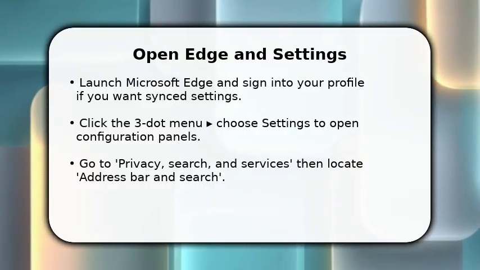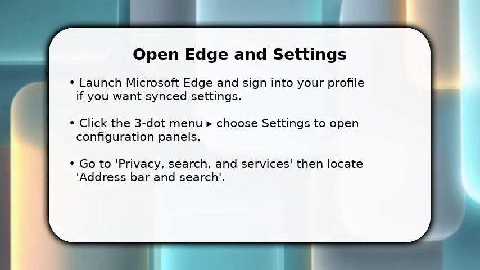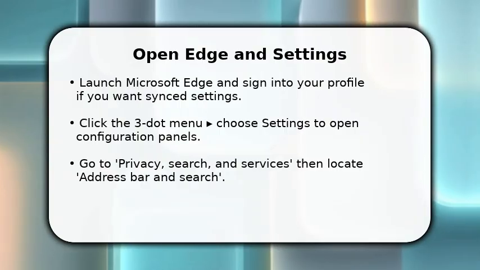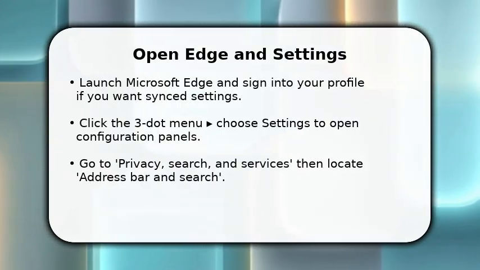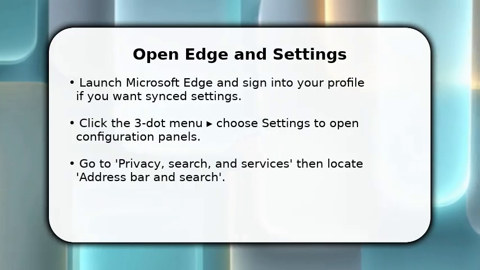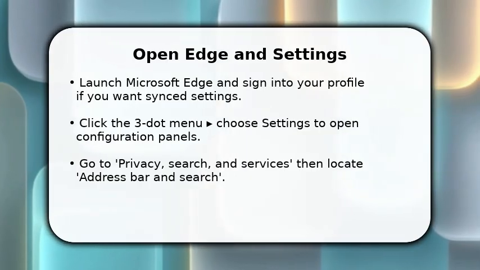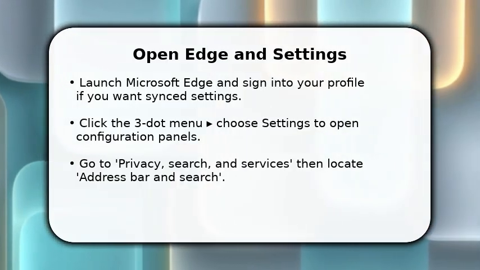You start by opening Microsoft Edge, and if desired, sign into your profile so changes sync. Once done, click the three-dot menu in the top right and select Settings to jump straight into configuration. From Settings, navigate to Privacy, Search, and Services. This groups search behavior and address bar controls.